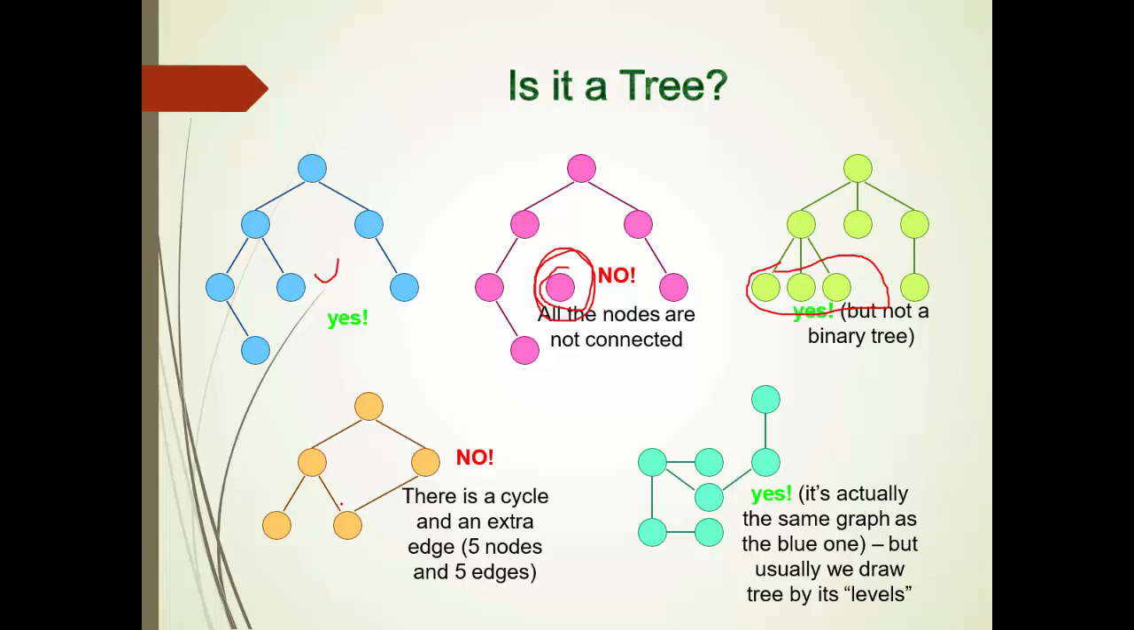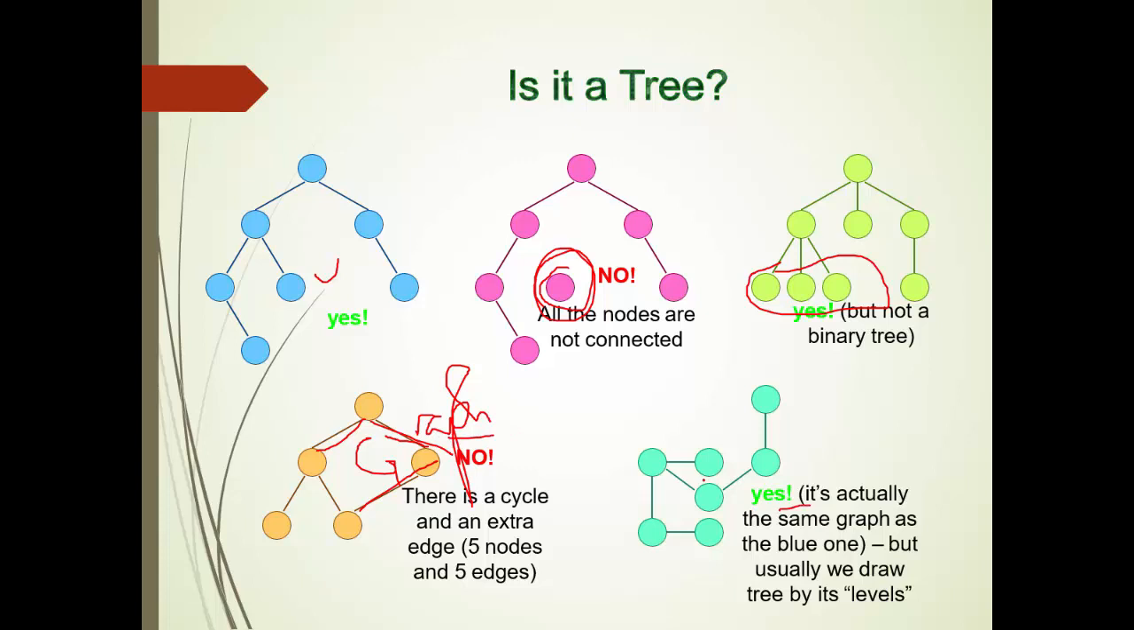Is this a tree? No. Why? Because there is a cycle. The cycle is making this not to be a tree, but to be a what? To be a graph. We'll be talking about this in our next tutorial.